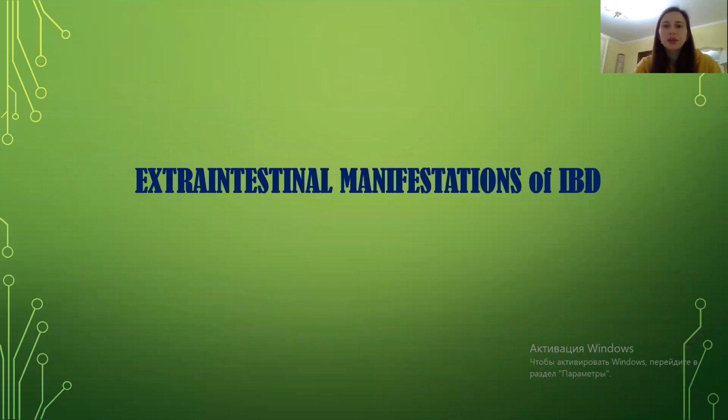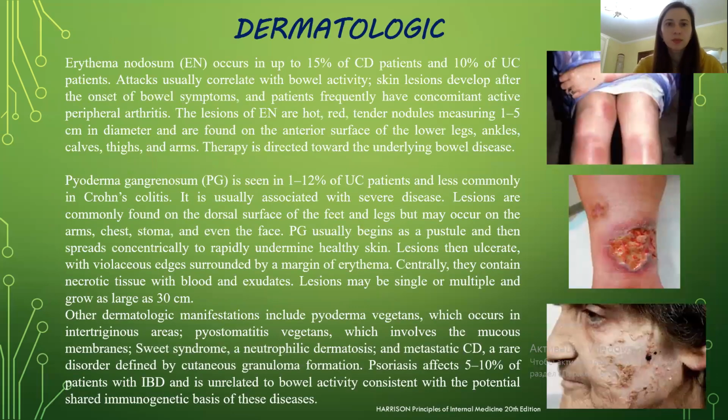Extra-intestinal manifestations of inflammatory bowel disease. Dermatological: for example, erythema nodosum occurs in up to 15% of Crohn disease patients and 10% of ulcerative colitis patients. Next, pyoderma gangrenosum is seen in 1–12% of ulcerative colitis patients and less commonly in Crohn colitis.